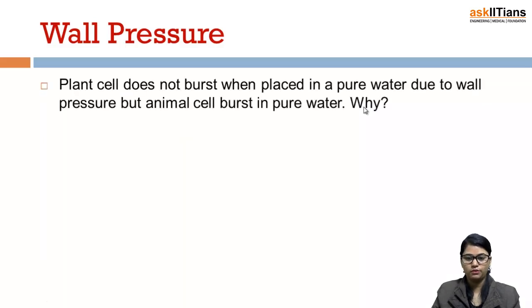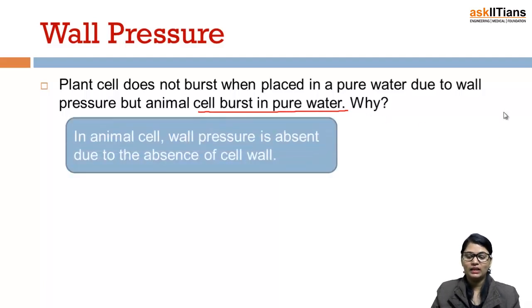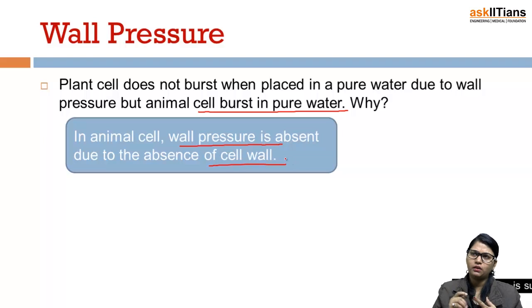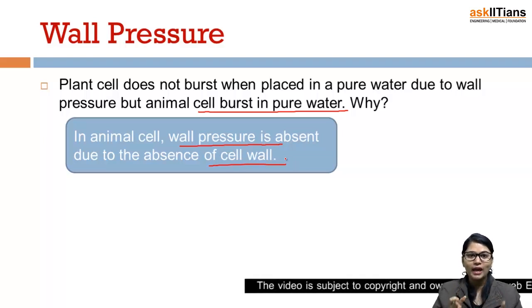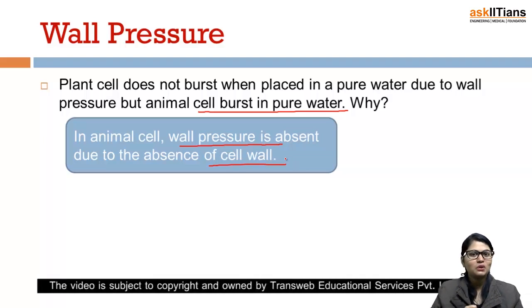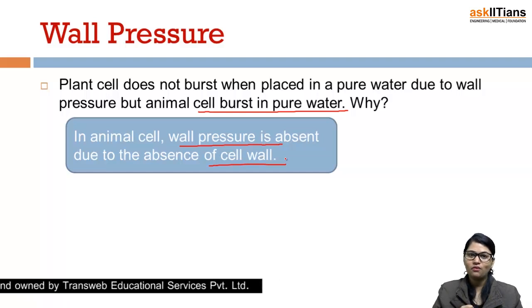A plant cell does not burst when placed in pure water due to wall pressure, but an animal cell bursts in pure water. Why? In an animal cell, wall pressure is absent. Why? Because animal cells do not have a cell wall. It's actually very simple. But if this question is asked in the exam, you might start thinking, why is it so? Animal cells do not possess any cell wall, so they will not have any wall pressure.